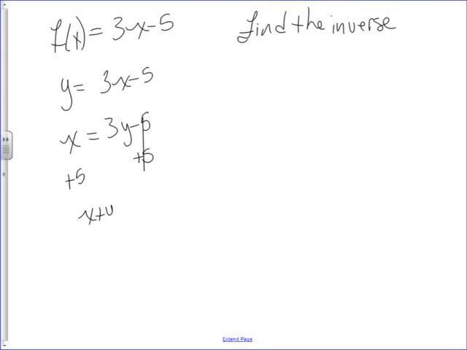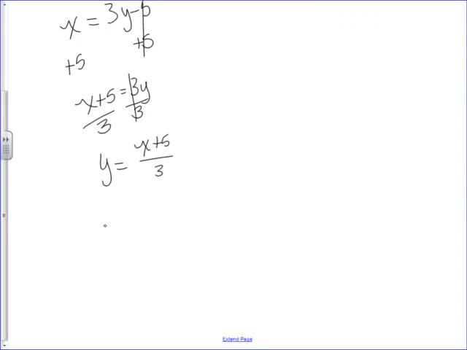So x plus 5 equals, that was supposed to be a 5. I'm thinking ahead and I wrote what I was thinking, not what I should have. X plus 5 equals 3y. Divide by 3 because that's our next step. So y equals x plus 5 divided by 3. And now the last step, you change the y for the inverse of f of x symbol.